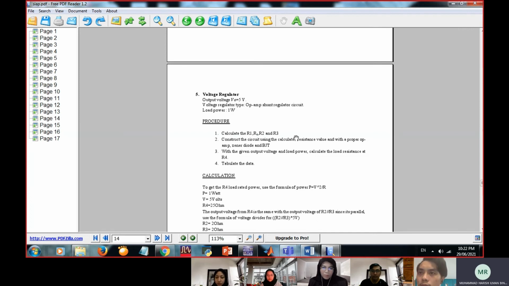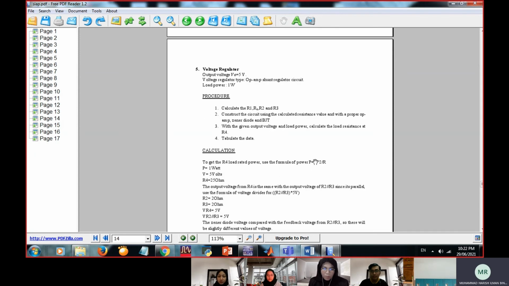What we need to do is to calculate R1, RS, R2, and R3, and then construct the circuit using the calculated values with a proper op-amp, Zener diode, and BJT. With the given output voltage and load power, we need to calculate the resistance at R4, and then tabulate the data.